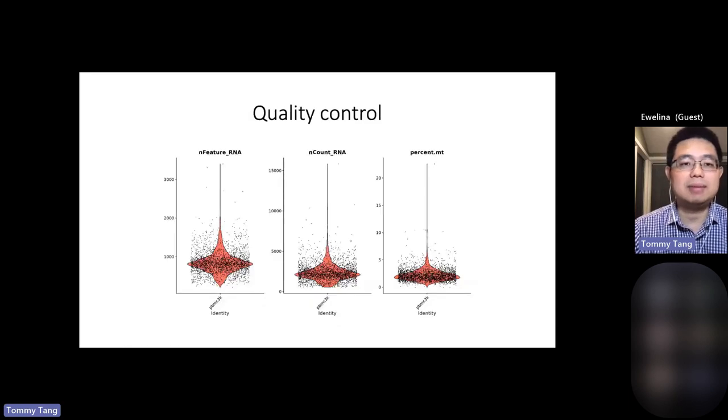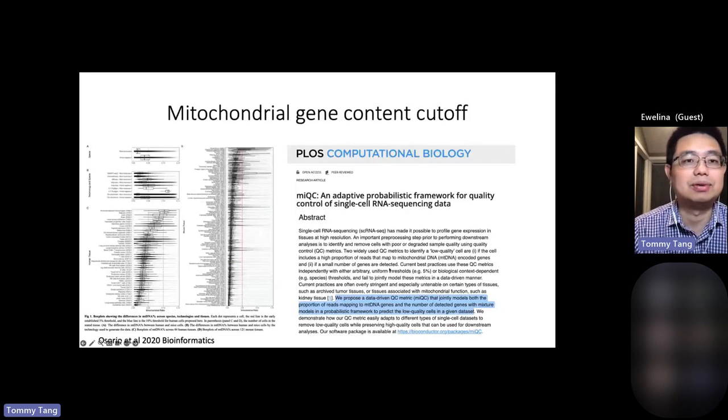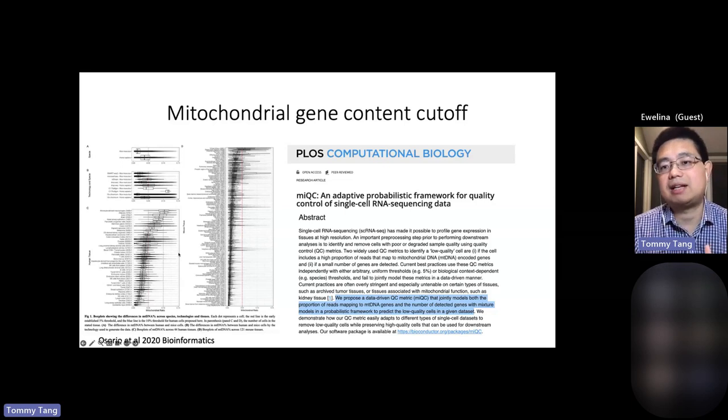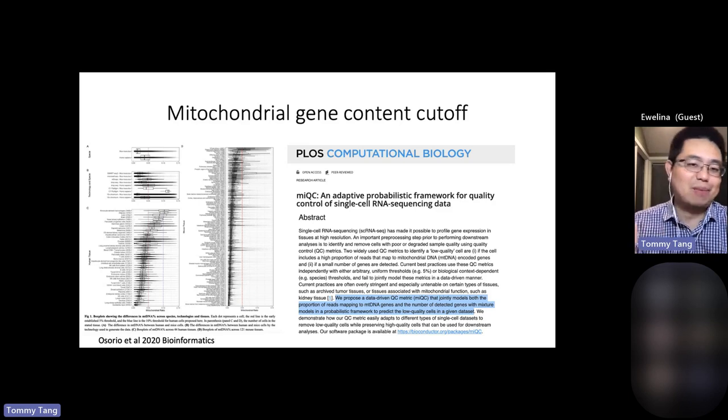But determining the cutoff is kind of arbitrary, right? For example, in this bioinformatics paper, they surveyed many public data sets and determined a 5% cutoff for mouse and 10% for human samples. I was joking once, 90% of the bioinformatics problem is determining a cutoff. So still, 5% or 10% is kind of arbitrary. More recently, this miQC tool uses a probabilistic model to determine a cutoff for each data set.